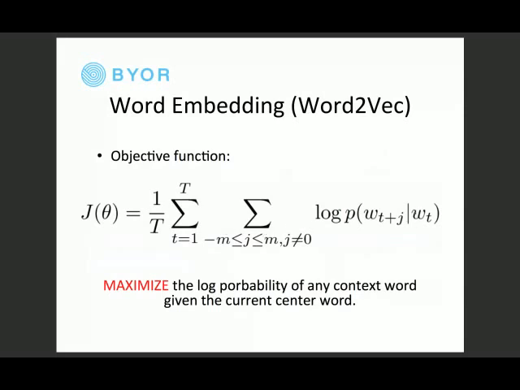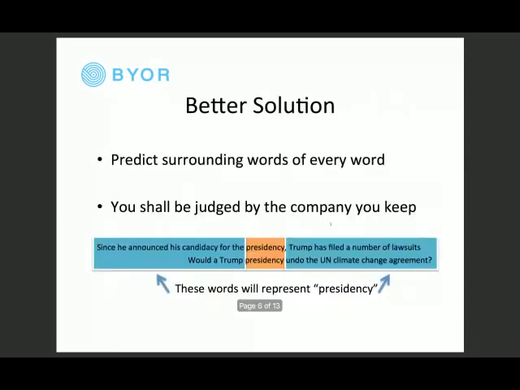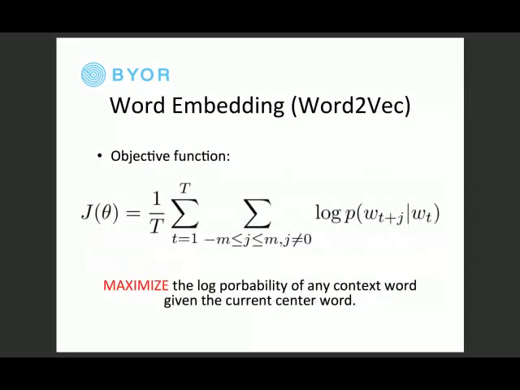And here, this is the log probability of the context word. This is the context word, and w_t is the center word. So it's the context word given the word in the center. Here, the probability of Trump given the word presidency. And the goal is to maximize the log probability of any context word given the current center word.